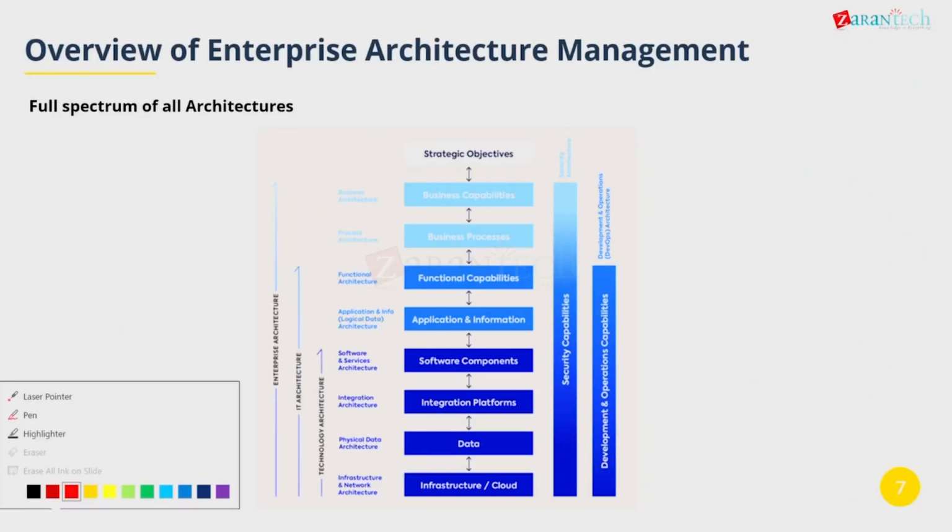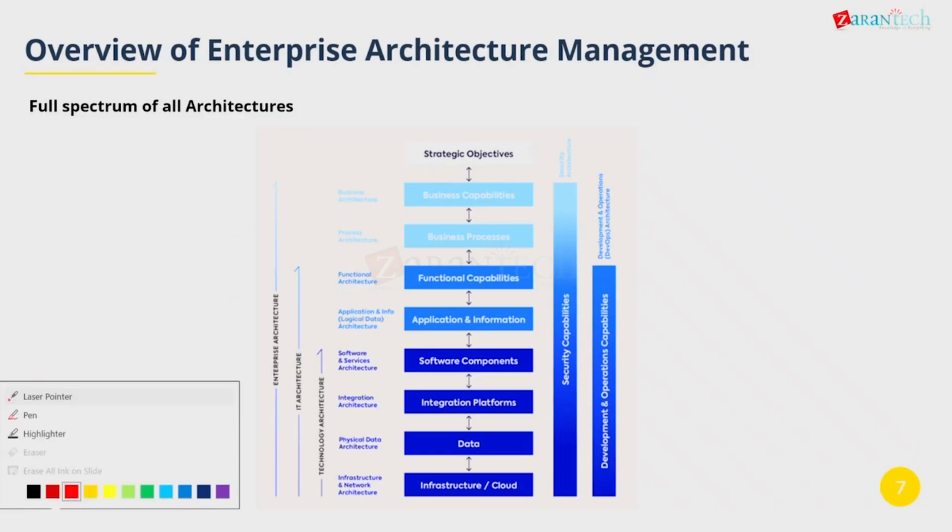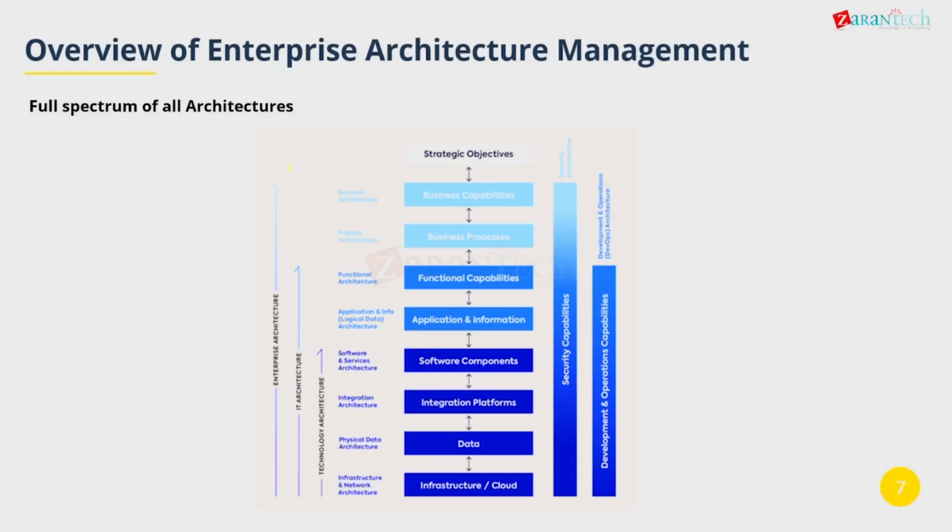So I'll take a pointer. So enterprise architecture is the entire, sorry, let me take a highlighter. Yeah. So the entire thing is enterprise architecture. Okay. As you can see, all these layers. And IT architecture is everything except the business processes and business capabilities.